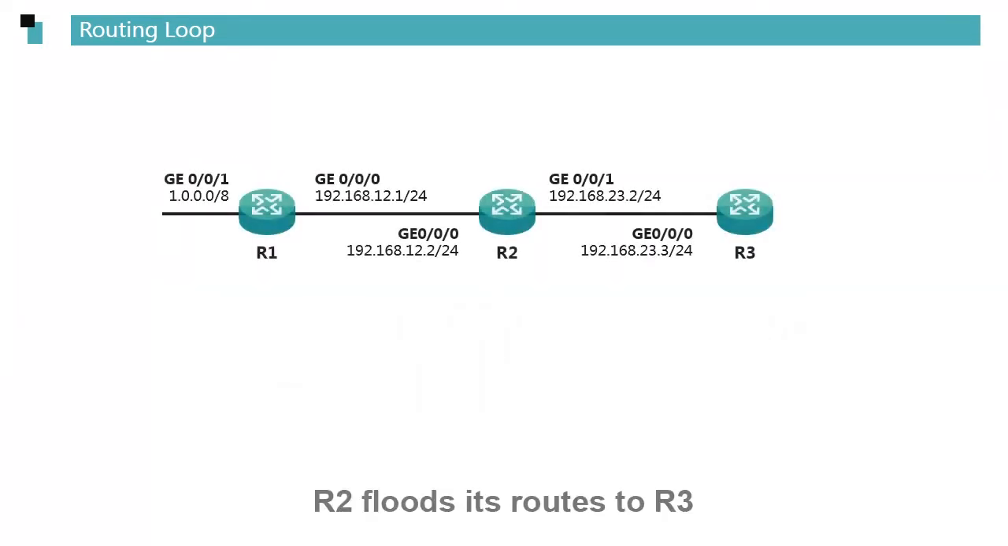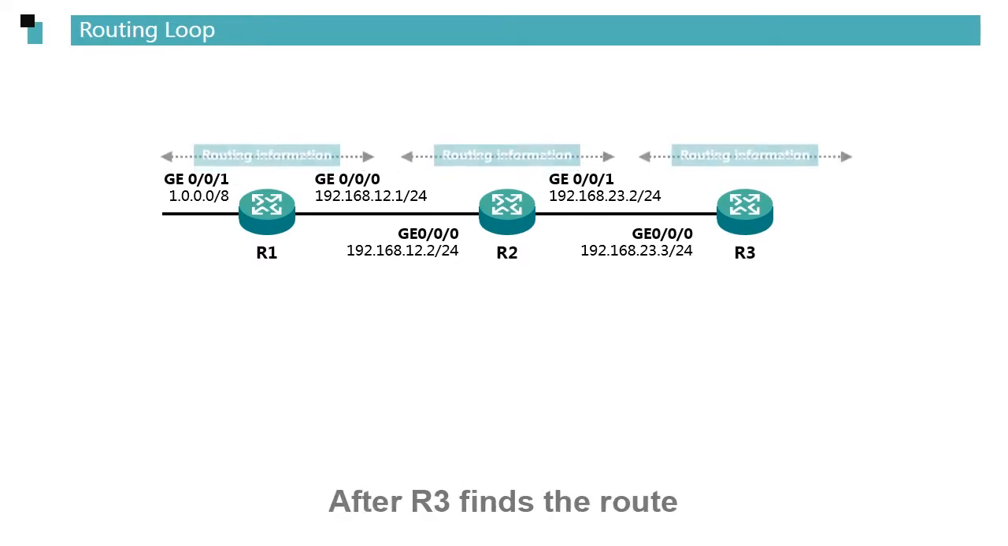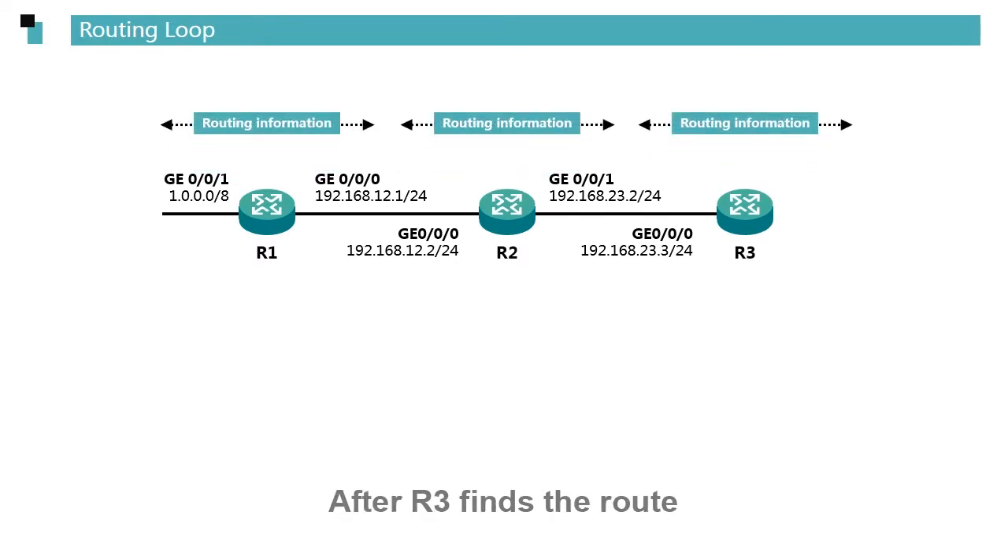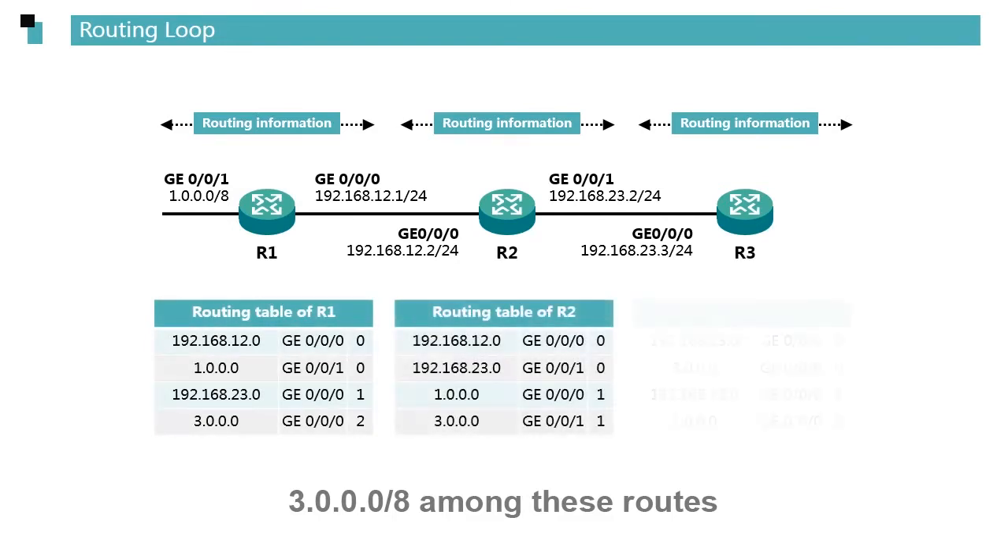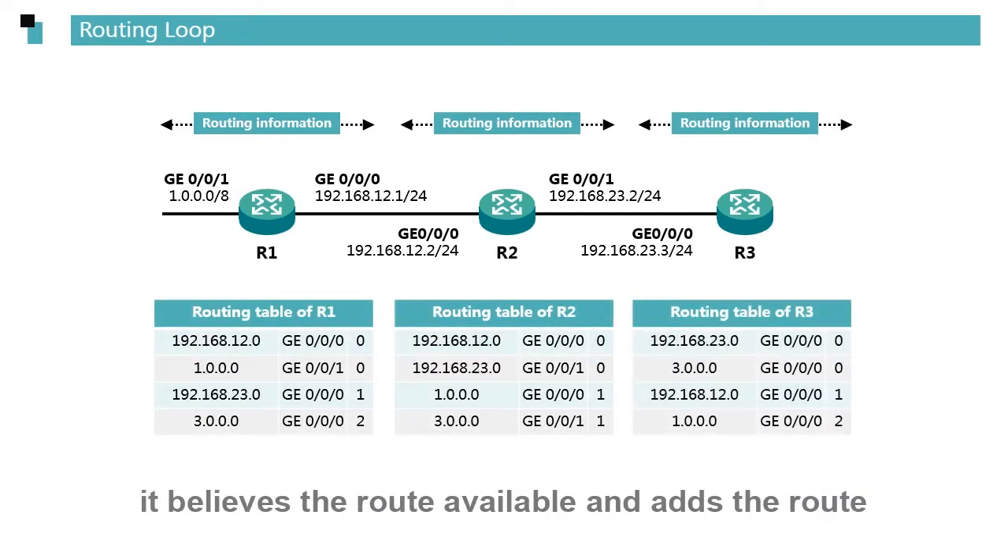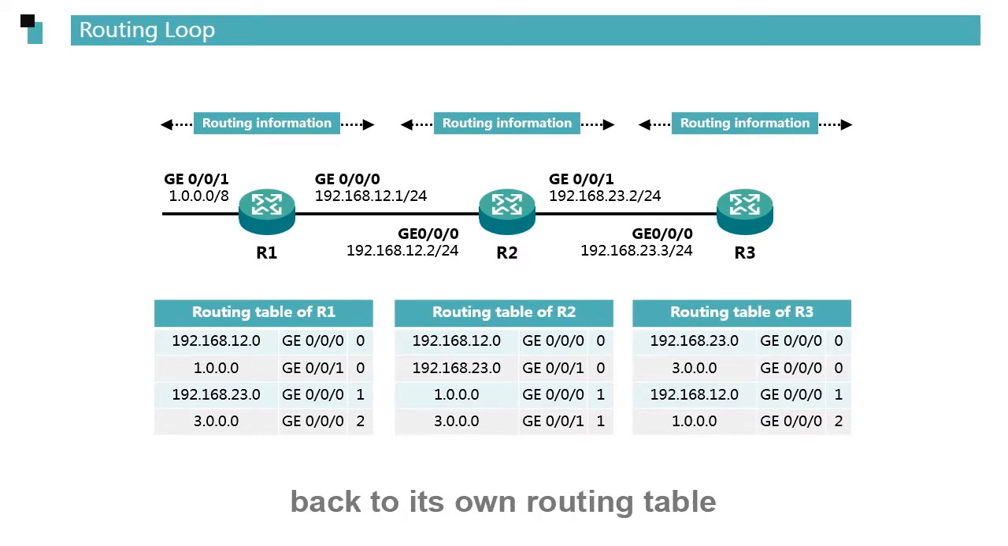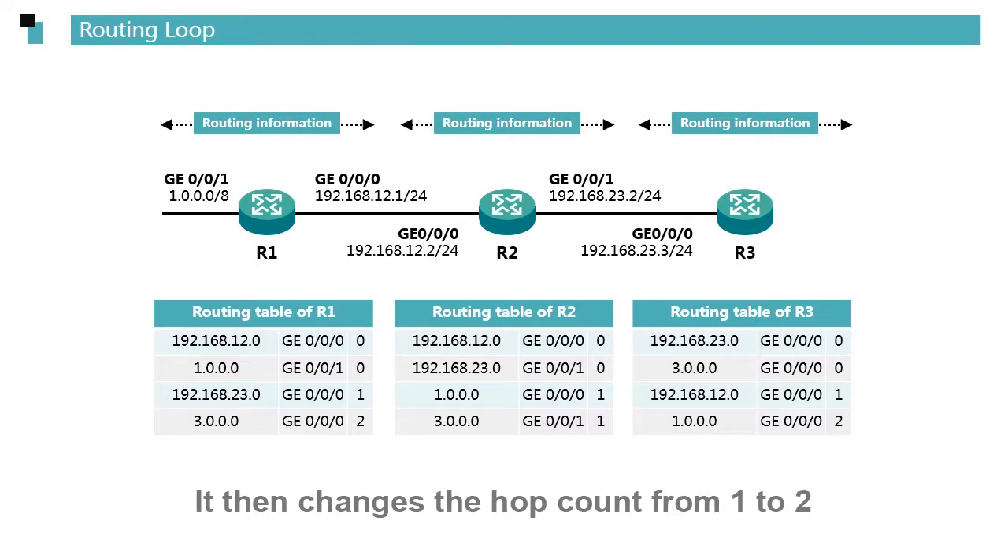R2 floods its routes to R3. After R3 finds the route 3.0.0.0/8 among these routes, it believes the route is available and adds the route back to its own routing table. It then changes the hop count from 1 to 2.